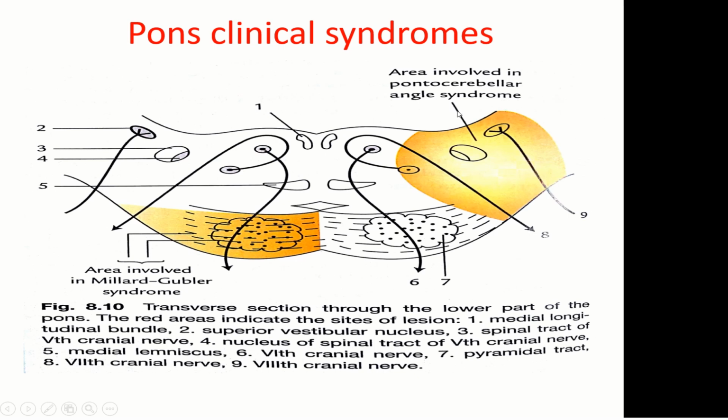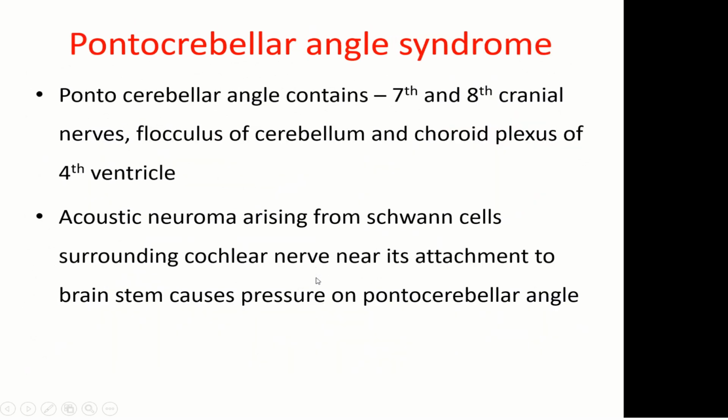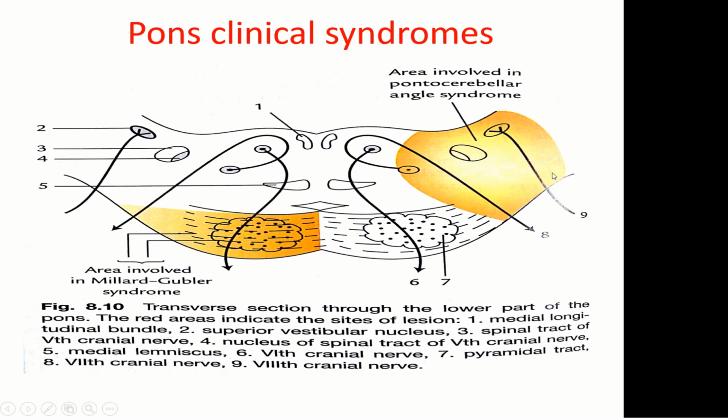And this is the area involved in pontocerebellar angle syndrome. Classically, you can see here the facial nerve is involved, definitely facial nerve paralysis, and you can see the vestibulocochlear nerve being involved. So definitely there will be some malfunction related to hearing and balance. Let us see what the symptoms of pontocerebellar angle syndrome will be. You can see the involvement of the 7th and 8th cranial nerves. Here you can see clearly the 7th and 8th cranial nerves.